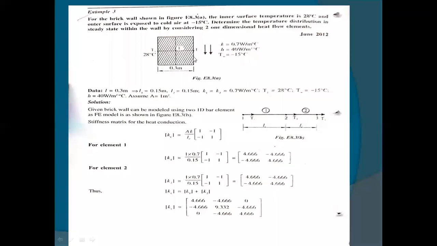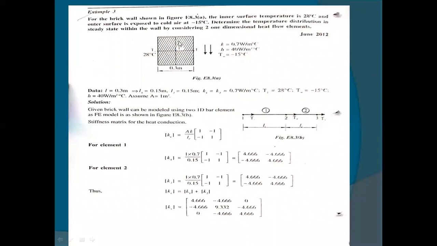So this is the problem. 28 degrees on one side, and on the other side it is T infinity. So they have given this. Same thing here, writing the given problem into a FEA model. Since they told in the question, consider it as a 2 element.